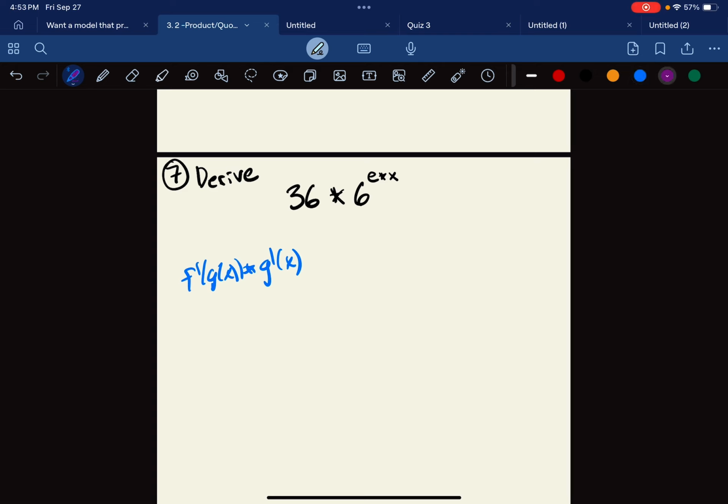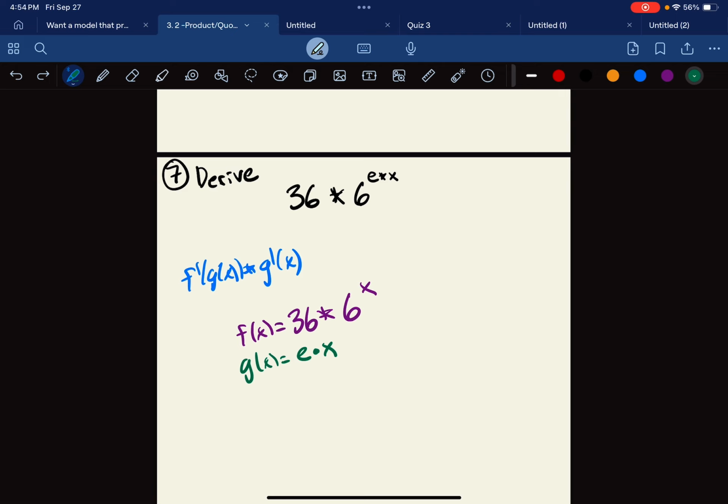So what that means is, in this scenario, our f of x, or our outside function, is 36 times 6 to the x. And then our g of x is e times x. And you can kind of think of it like e times x is being plugged into f of x everywhere we see an x. That's how you can kind of think of it, and how it's almost like a function within a function, basically.